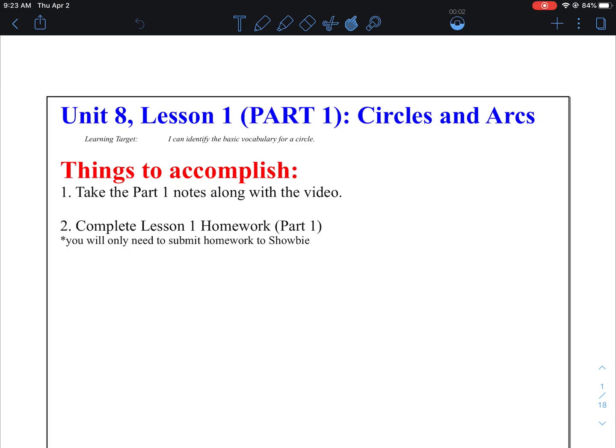All right, everybody. So these notes for Unit 8, Lesson 1, notice it says Part 1. Part 2, you'll actually finish up next week. So you can save this to Notability and keep adding to it as we finish up our notes. So today, we're basically going to learn some parts of circles, and some of this you may already know, some of it you might not.